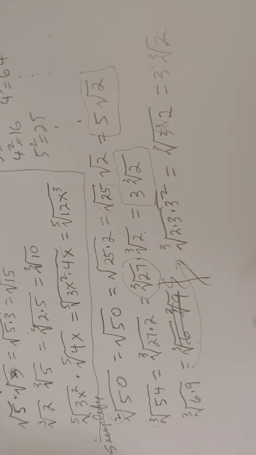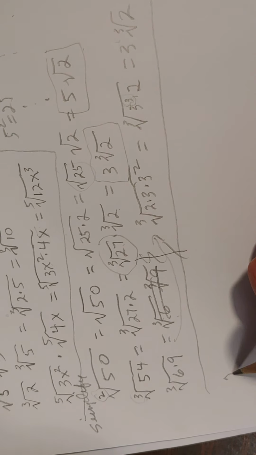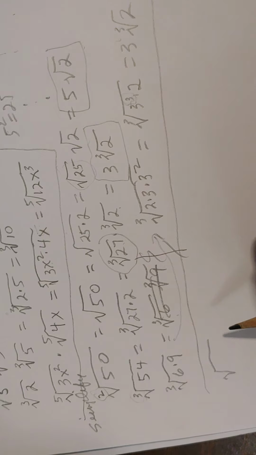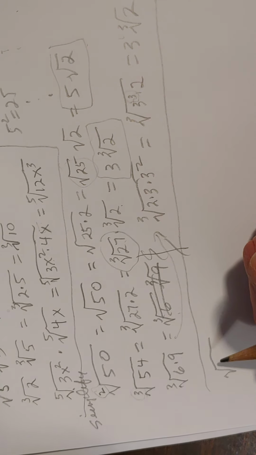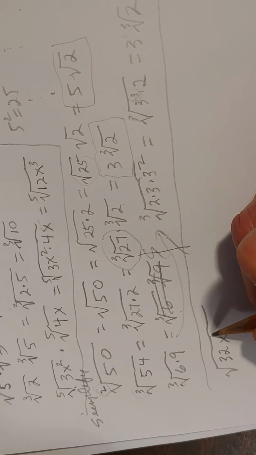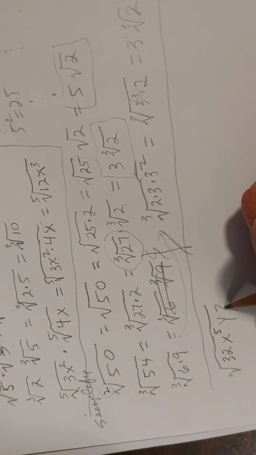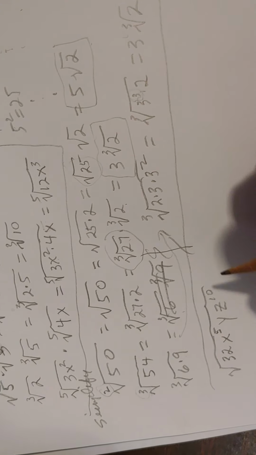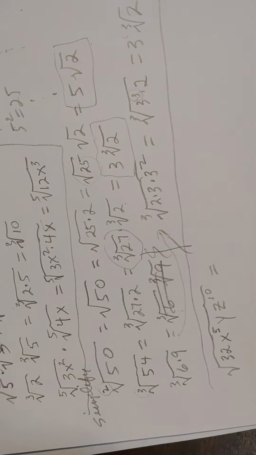If some variables are involved, we're going to do the same kind of thing. For example, let's say we wanted to find the square root of, how about, 32x to the 5th power times y times z to the 10th power. And we did some of these types of problems in class, so you should recall.